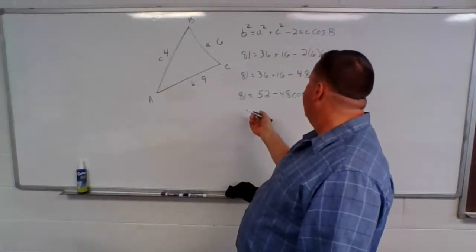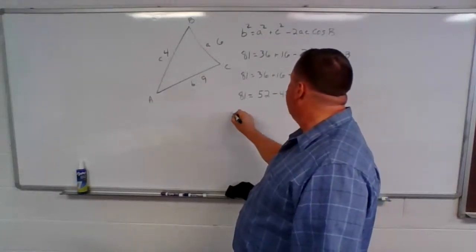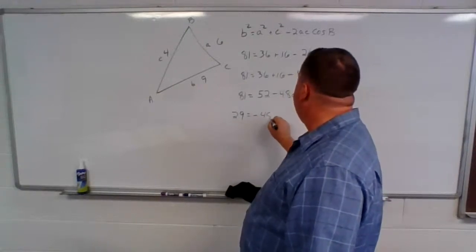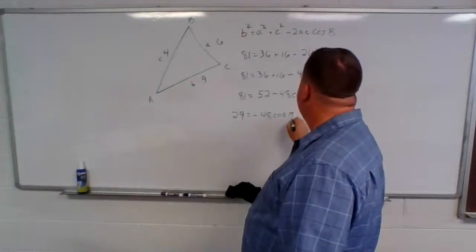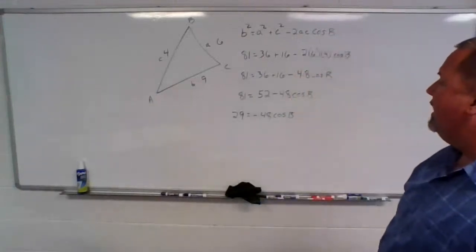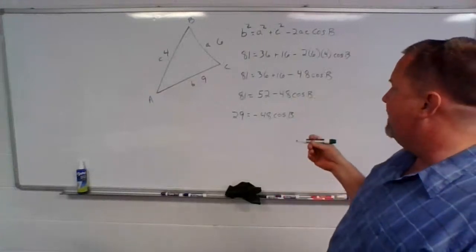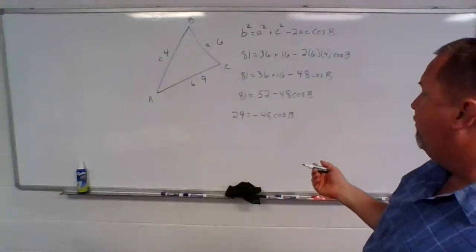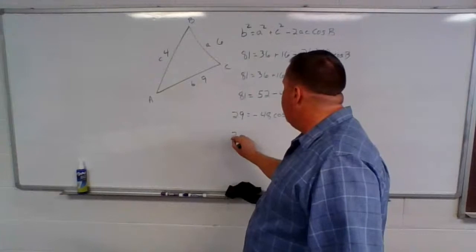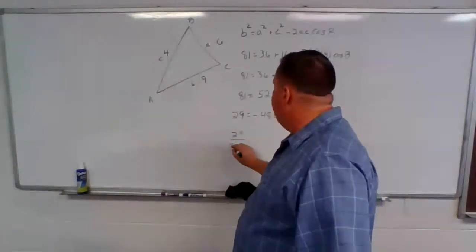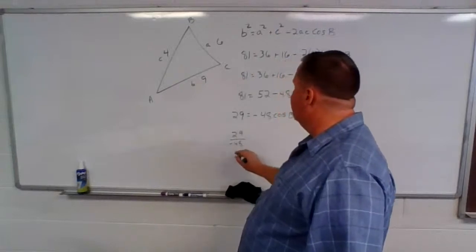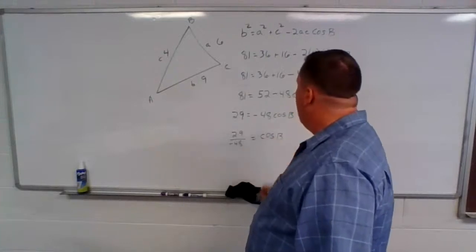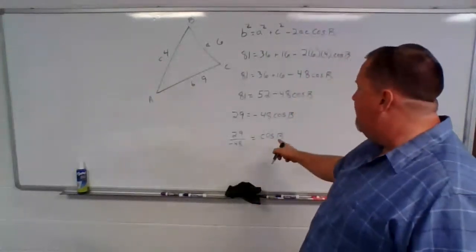And what does that get me? 29 equals negative 48 cosine B. All right. Now I want cosine B by itself. I'm trying to isolate my variable. So I'd like to divide both sides by negative 48. Over here I have 29 divided by negative 48. I can see this is going to be a negative value equals cosine B. I know cosine B equals that.